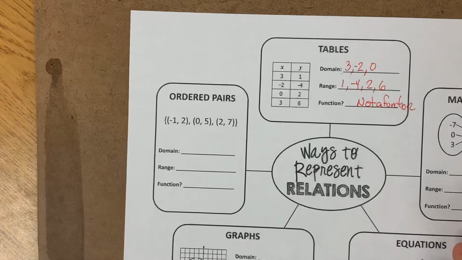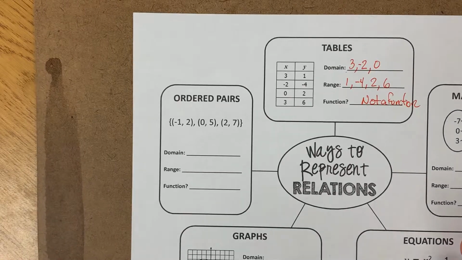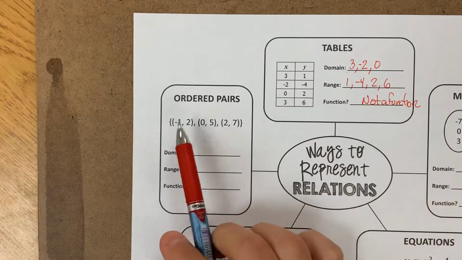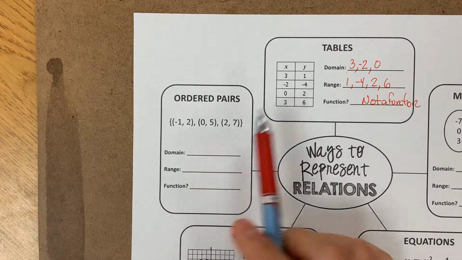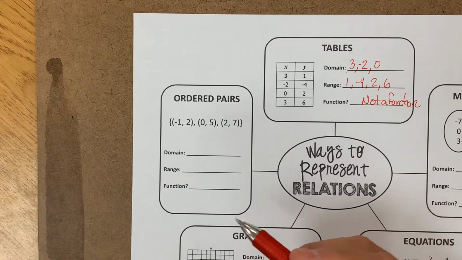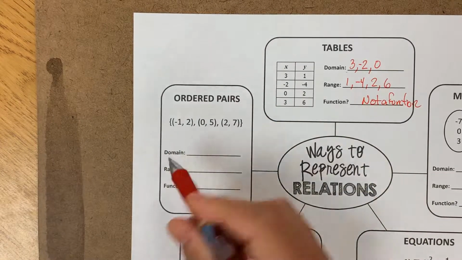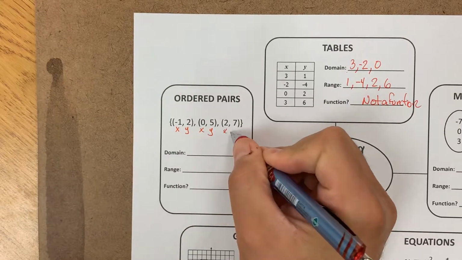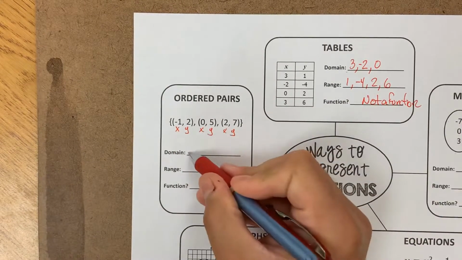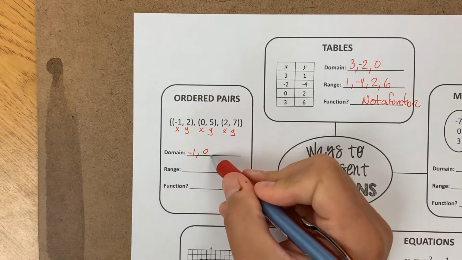All right, let's go over to ordered pairs. In ordered pairs, they give us 3 ordered pairs. We got -1, 2, we got 0, 5, and 2, 7. So again, domain, all the x values. An x value for an ordered pair happens first inside the ordered pair. So we got -1, 0, and 2.